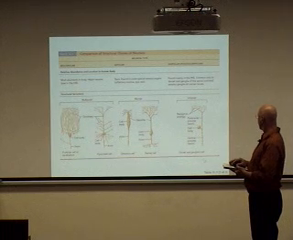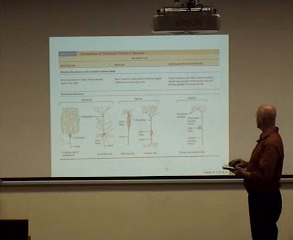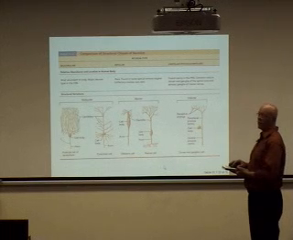And then finally, we have a unipolar cell. This is a ganglion cell. This is a cell that would be found in the spinal cord and the cranial nerves. And so those are different basic structures of various neurons.